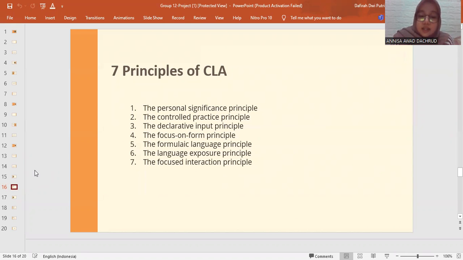The next is the declarative input principle. To provide a jump start for subsequent automation, PCA should contain explicit initial input. This declarative input can be provided in several ways, including the potential utilization of accelerated learning techniques and rote learning.